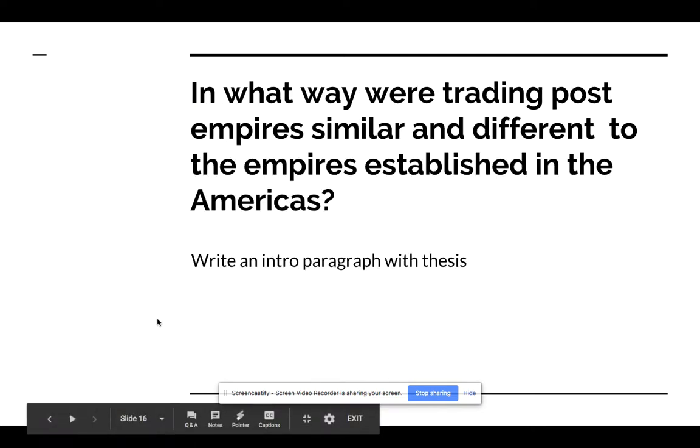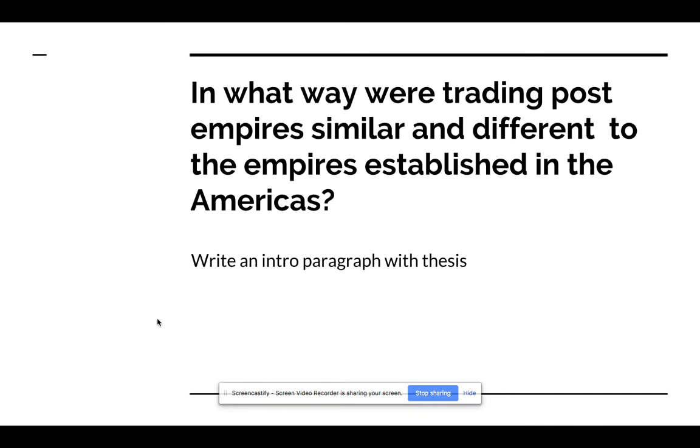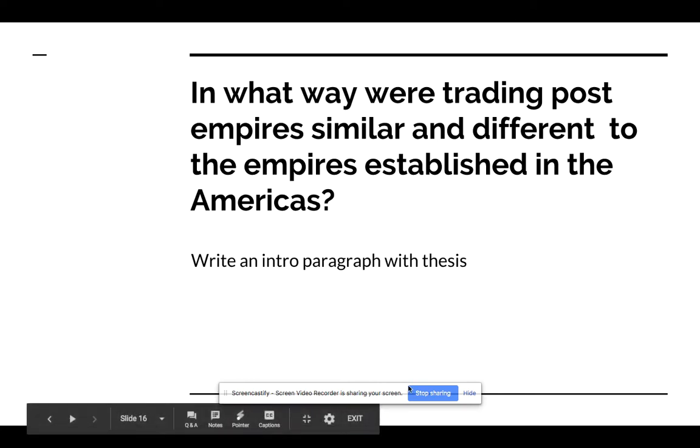All right, so your homework for tonight. In what ways were trading post-empires similar and different to those established in the Americas? What I'd like you to do is, based on the evidence in your reading as well as your text, just write an intro paragraph with a thesis. I will grade you on the AP rubric with that. Okay? Excellent. Well, if you have any questions, just make sure you shoot me an email.